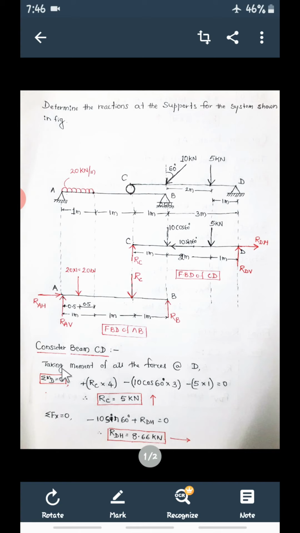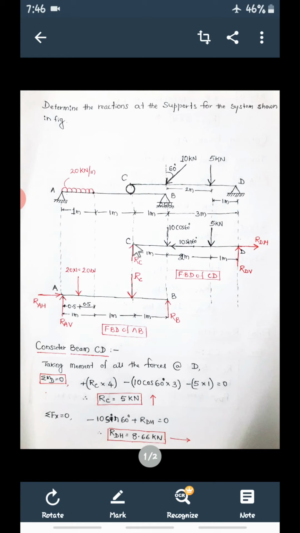So take moment of all the forces about D. Even you can take moment about C also, no problem. In this problem I consider the moment of all these forces about D equal to 0, that is summation MD = 0. Consider only beam CD. Don't concentrate on AB now. Only this beam CD. Take moment of all forces about D equal to 0, that is summation MD = 0.